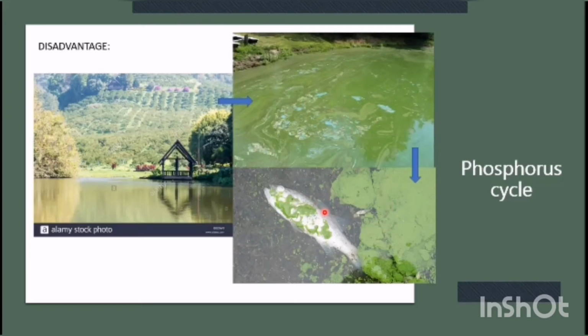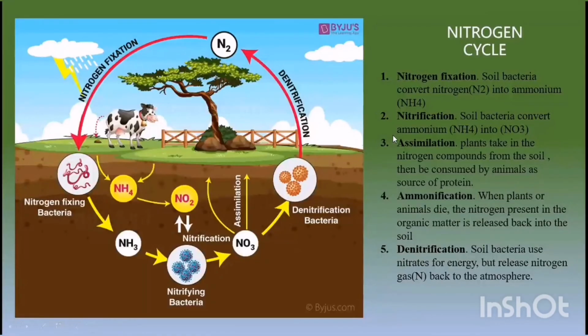As you know, eutrophication is a situation where the lake turns into a dead zone, where the oxygen content will drop and the pH of the water will change, and living organisms living in the lake will eventually die. So let's continue with the nitrogen cycle.